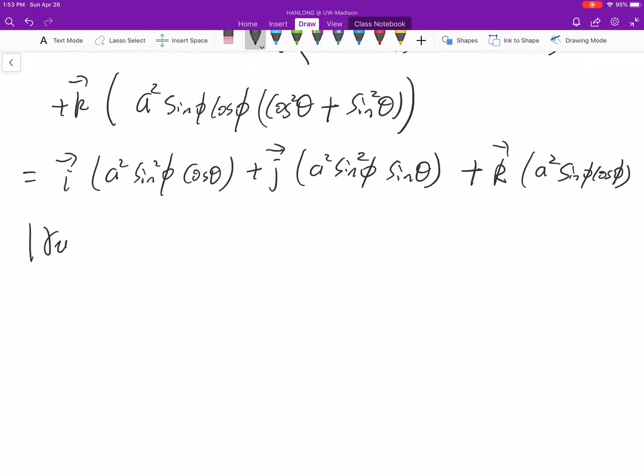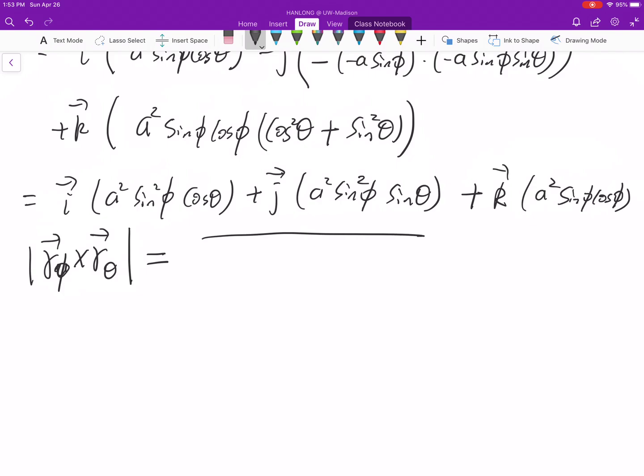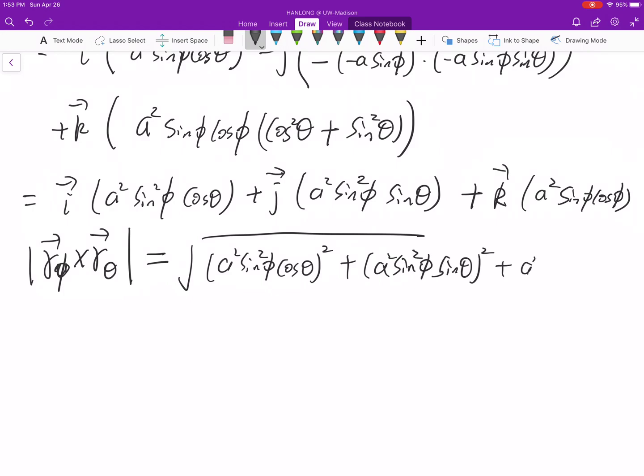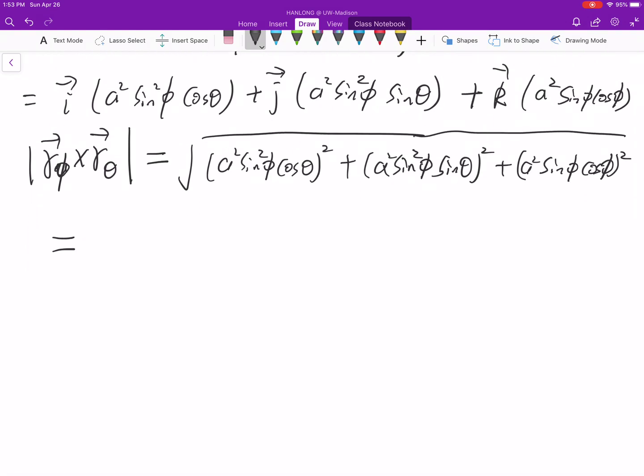Okay, now let's take the norm of the cross product between gamma phi and gamma theta. So this is the square root of a squared sine squared phi cosine squared theta plus a squared sine squared phi sine squared theta plus a squared sine phi cosine phi squared. With a little bit of computation, the answer is a squared sine phi. Notice that because phi is between 0 and pi, a squared sine phi is always non-negative, so you don't need to take care of the sign issue.